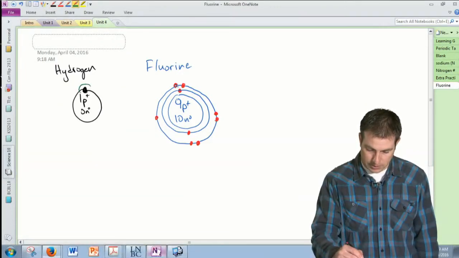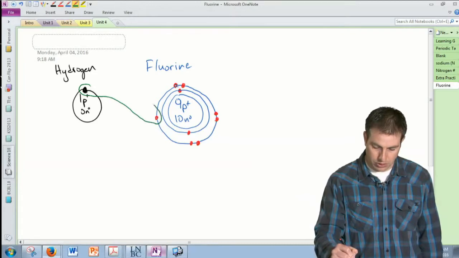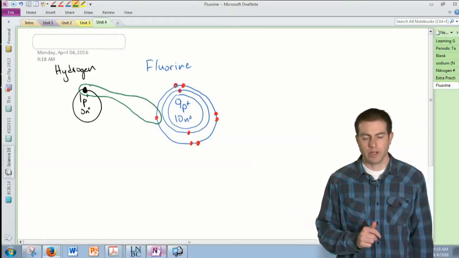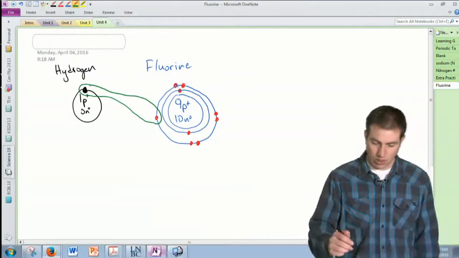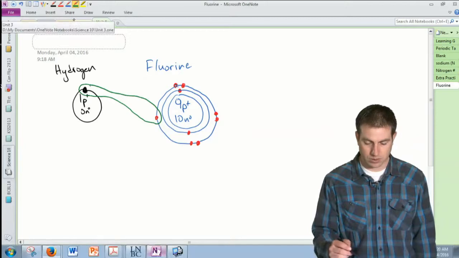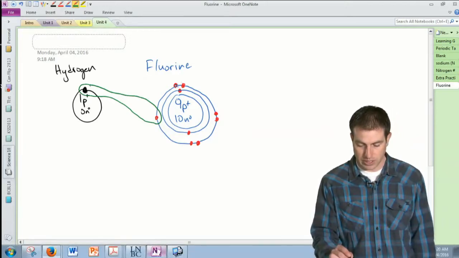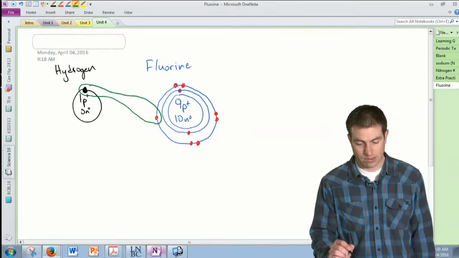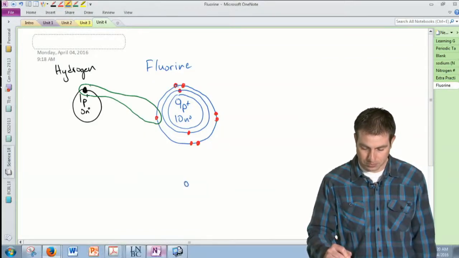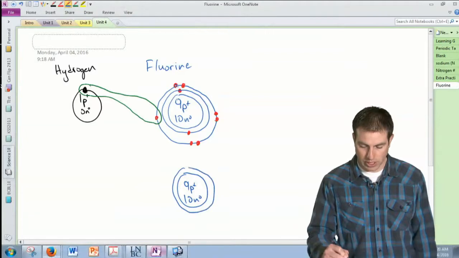So what's going to happen is this electron here and this electron here, they're going to kind of share. Hydrogen has room for 2 electrons in its outer shell to fill it. Fluorine has room for 8, but it only has 7. So these 2 things are going to join together. Instead of electrons being transferred from one to the other, they're just going to share them.